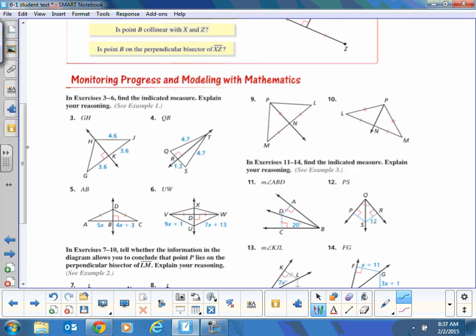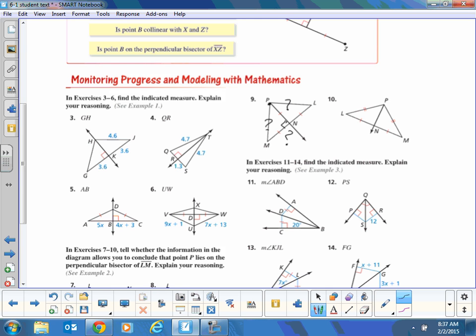I know you don't have much work to show yet until we get to those equations of a perpendicular bisector. Find the indicated measure, explain, perpendicular bisector of LM. How about this one? Is P on the perpendicular bisector of LM? Well, it's bisecting. So yes. But we don't know that this is equal length right here, and we don't know if it's hitting it at a perpendicular angle.